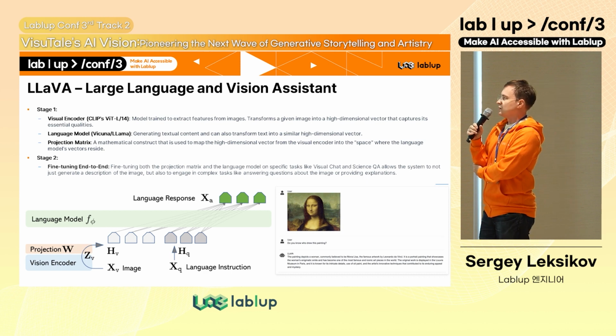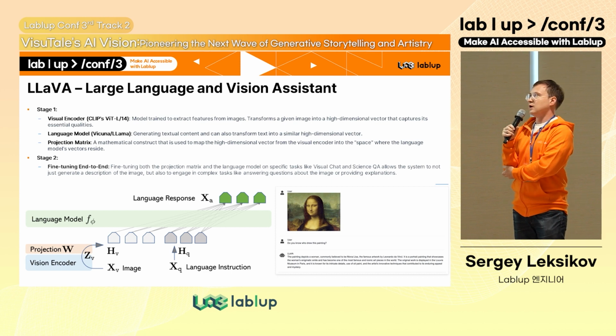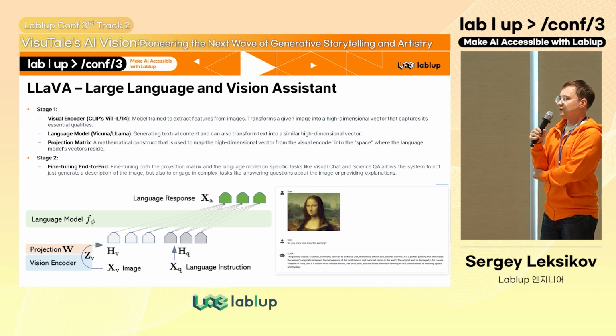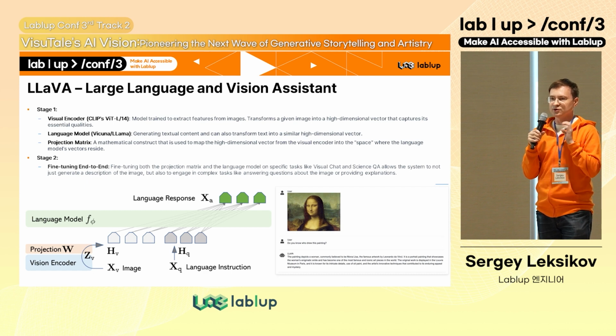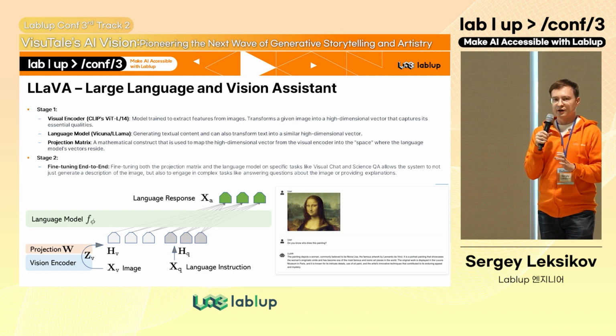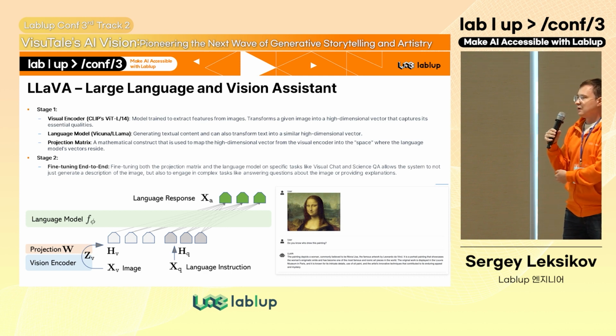And for the second stage, we can do fine-tuning of Lava. In the first stage, Lava can understand what it sees on an image, and in stage 2, Lava can do image reasoning and question answering, for example, in a more detailed and very descriptive way.